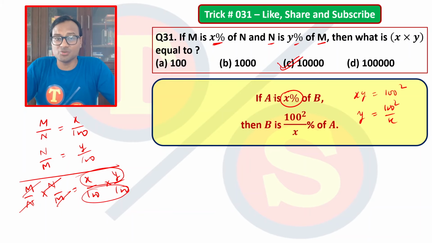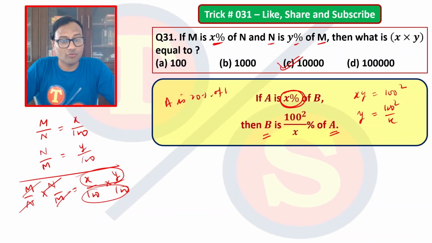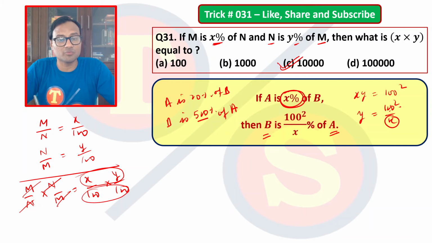So whenever they ask you the question that a is x% of b, then what will be b as a percentage of a? Suppose I say that a is 20% of b. So what is b in terms of percentage of a, right? So you will always write 100 square, 10,000 divided by 20, so that will give you the result as 500. So basically b is 500% of a, means 5 times of a, right? So b is 5 times of a and a is 1 by 5 times of b. That is the meaning of this simple statement.